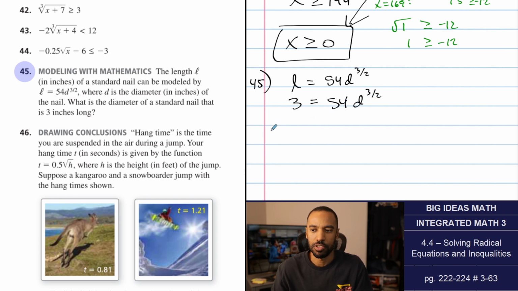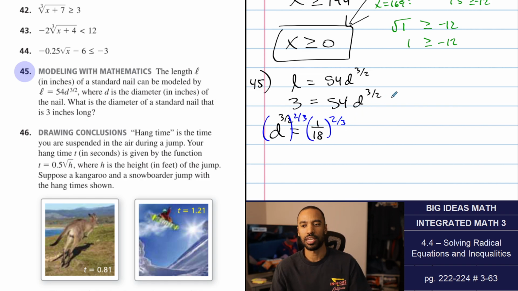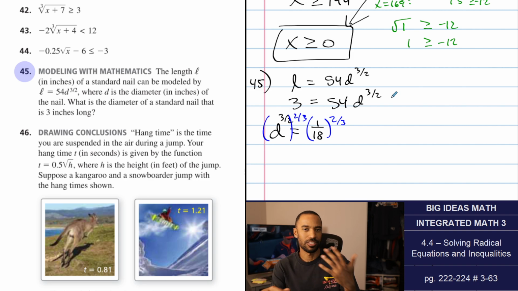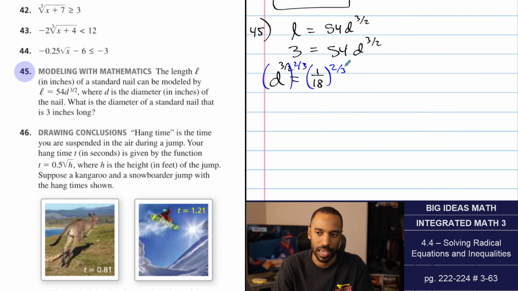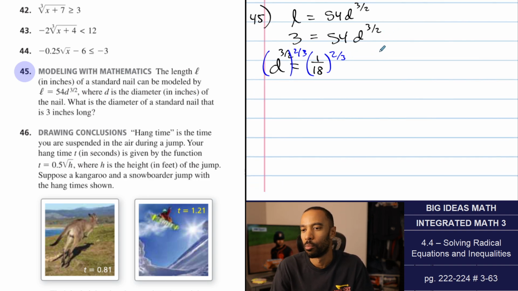We're going to divide by 54. Now, 3 divided by 54 reduces to 1/18. So d to the 3 halves equals 1/18. We're going to raise this to the 2/3 power, both sides, that is. And 18 is not a perfect square, it's not a perfect cube, things like that. We're not going to be able to do a lot with that. We're more so just going to let the calculator do our work.